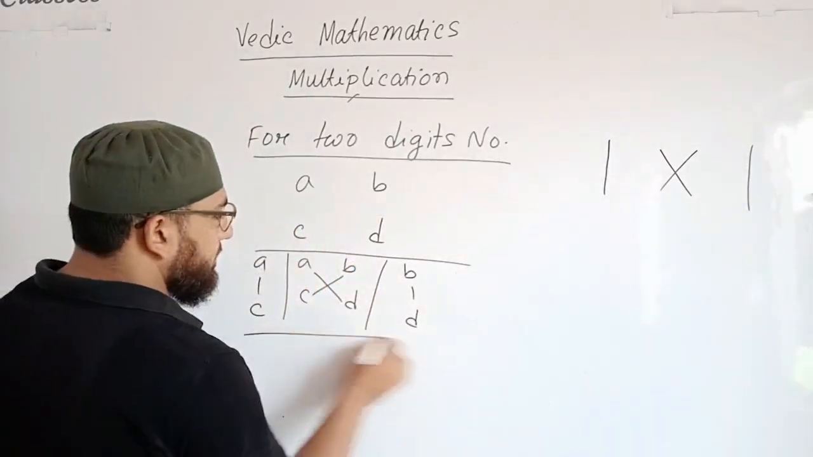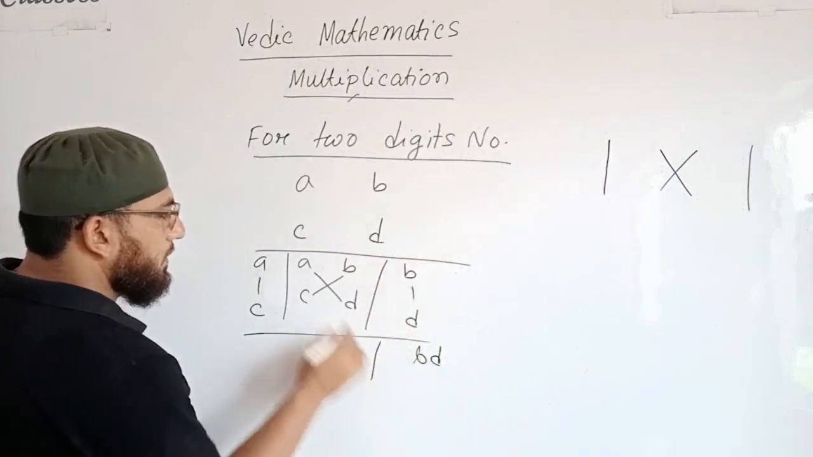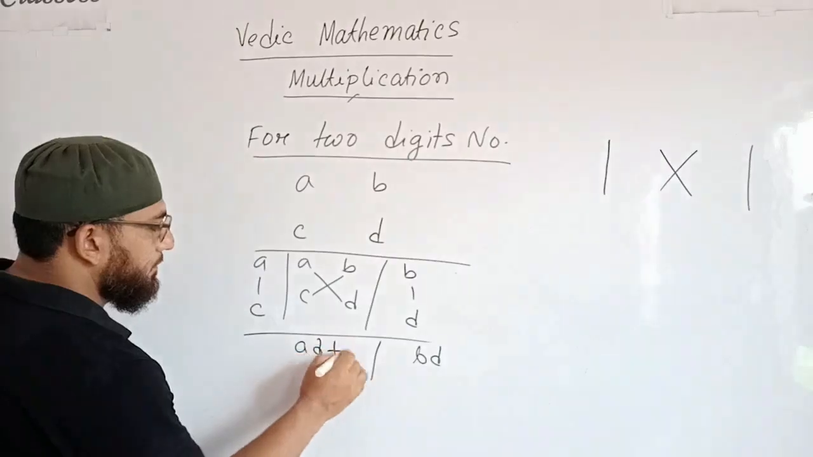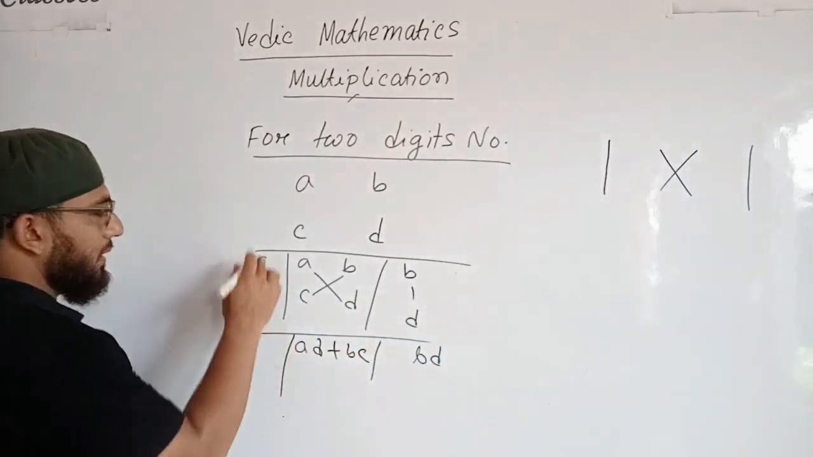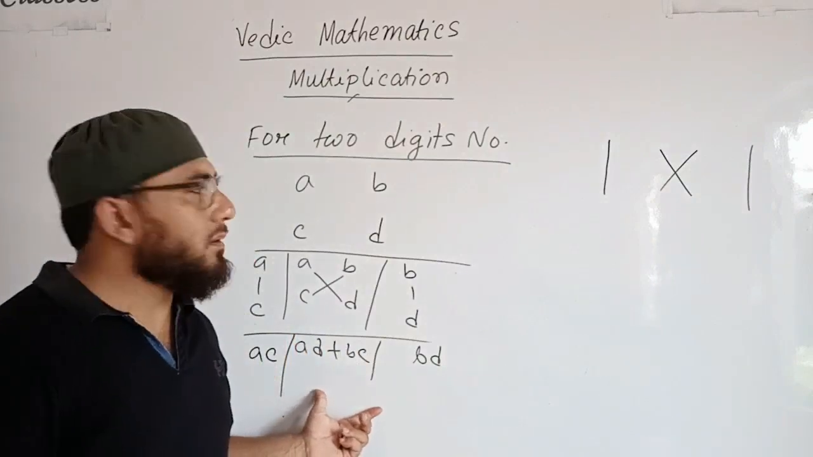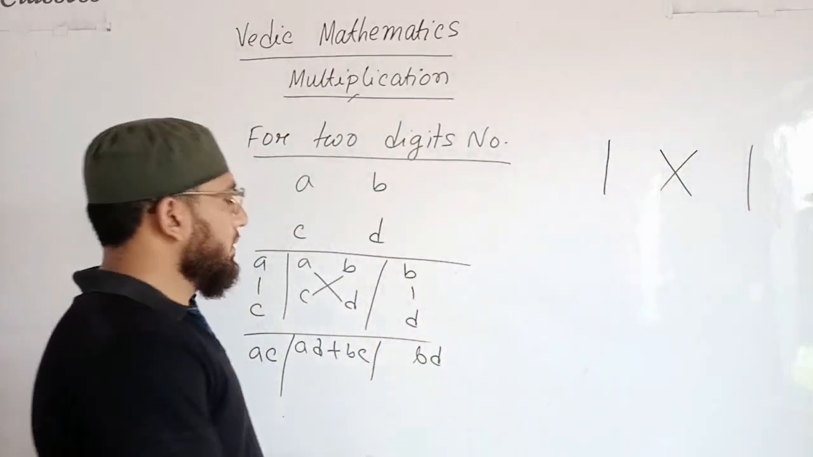So that is, here will be BD, vertical multiplication, crosswise AD plus BC, then again vertically AC. So this will give you the answer of product of 2 digits number using Vedic maths.